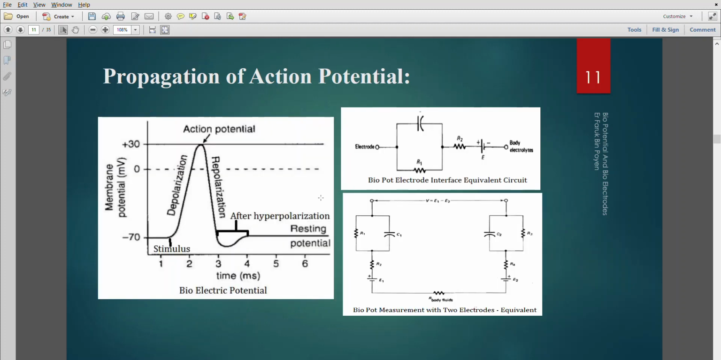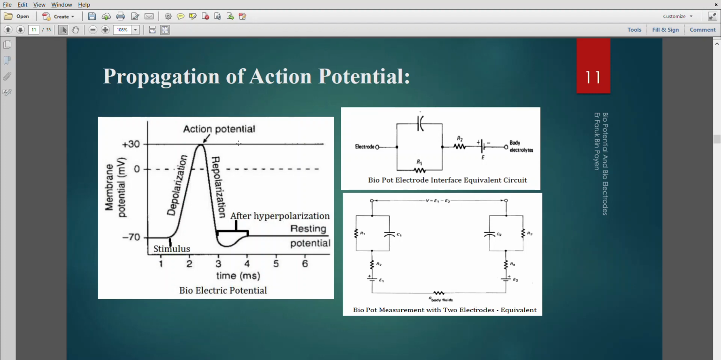Please remember this diagram. A stimulus reaching minus 55 millivolts causes depolarization, then repolarization. This phase is called the refractory period: no stimulus will cause any further action potential. Then comes hyperpolarization, and then the sodium potassium pump brings it back to the polarized state. This period is called the hyperpolarized or relative refractory period. When a suprathreshold stimulus comes, there can be an action potential.